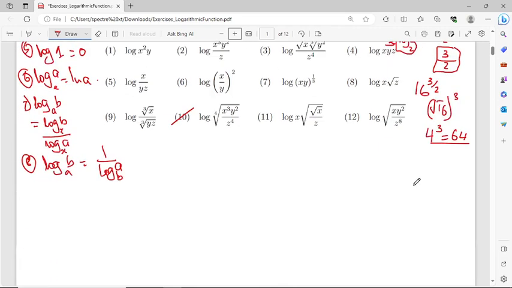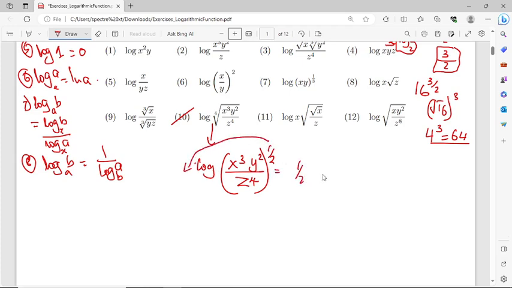Okay, so when you come to question 10 here, we know that this question can be written in the form of the log of x cubed y squared over z raised to 4. Then this one can be written under power half. So the power half can be brought down here, multiplied here.